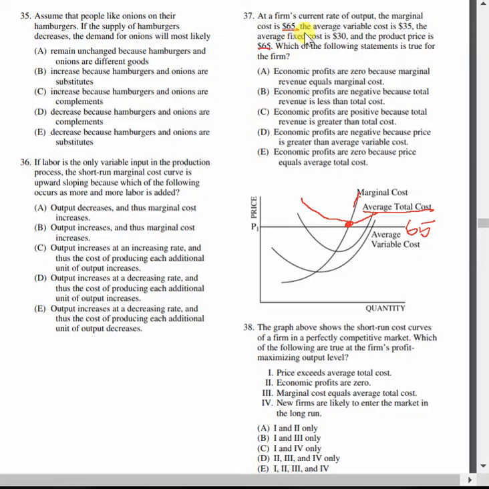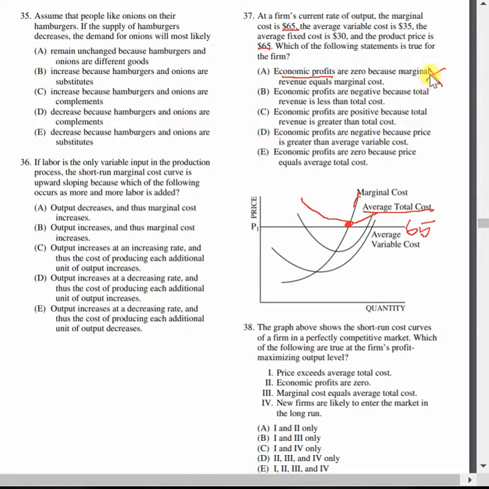Okay, so bearing that in mind, let's take a look at the choices. A, economic profits are zero because marginal revenue equals marginal cost. So economic profits are indeed zero, but it's not because the marginal revenue equals the marginal cost, right? When you're talking about marginal, it's just to make the next product. Economic profits, we're talking about a total for the company, where marginal, you're just talking about the next unit. So even though economic profits are zero, this is certainly not the reason, so we can't use that choice.